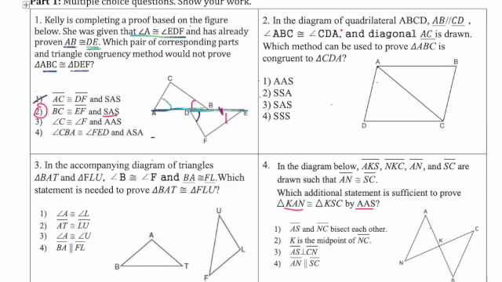Let's take a look at the second question. In the diagram of quadrilateral ABCD, right, AB is parallel to CD. Okay, let me see if I can make that parallel sign better. Erase this. Okay, angle ABC is congruent to CDA, and diagonal AC is drawn. Which method can be used to prove triangle ABC is congruent to CDA?